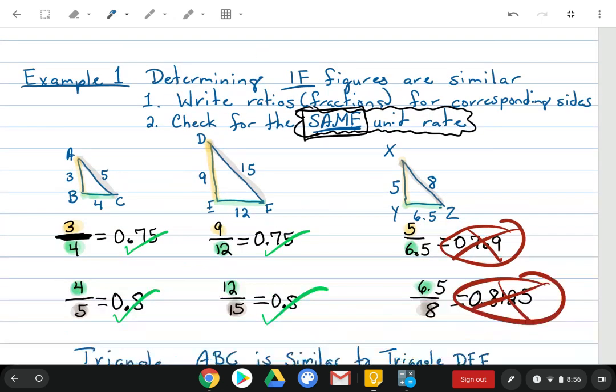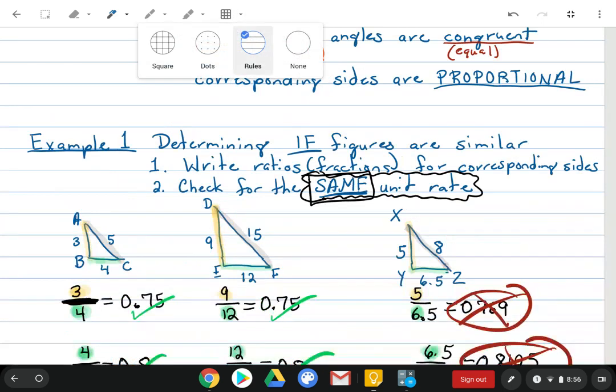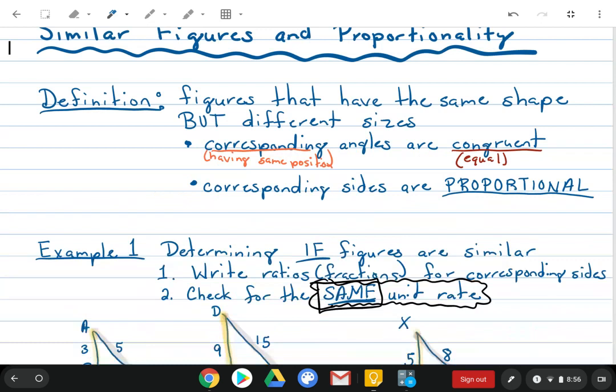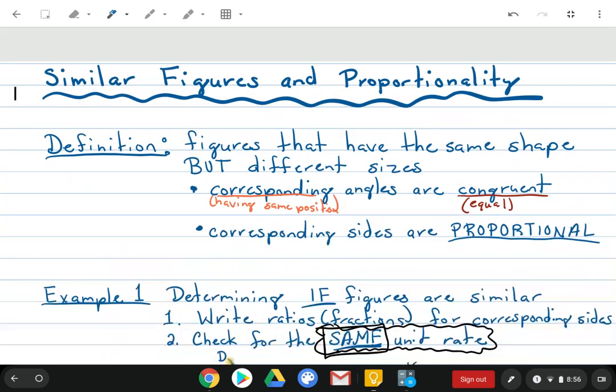Okay, so let's write some more. I'm out of room, so I'm going to have to clear my page, but we do have more examples. So you can continue on your page, or if you want to get another page, that's fine as well. So here's example 2.